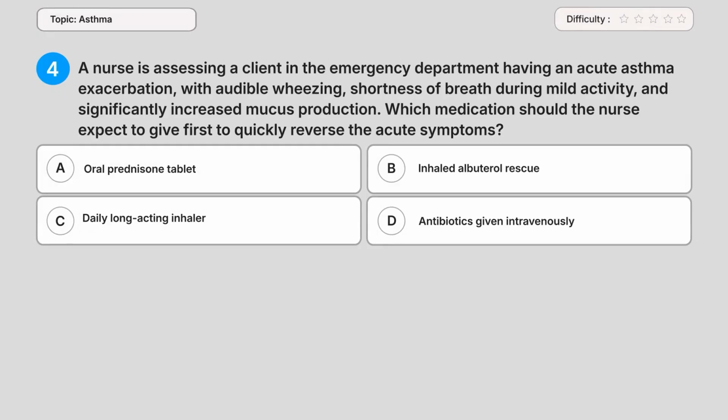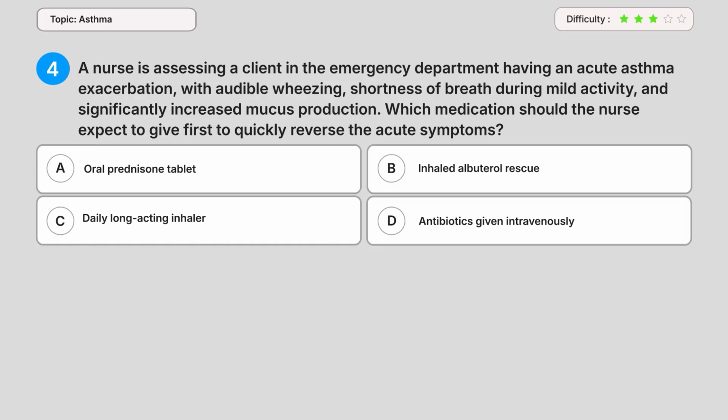4. A nurse is assessing a client in the emergency department having an acute asthma exacerbation with audible wheezing, shortness of breath during mild activity, and significantly increased mucus production. Which medication should the nurse expect to give first to quickly reverse the acute symptoms?